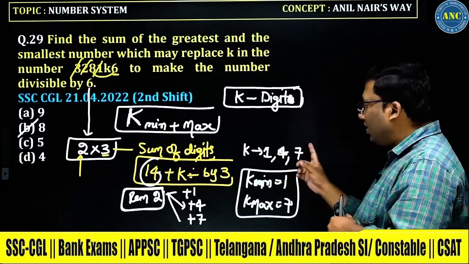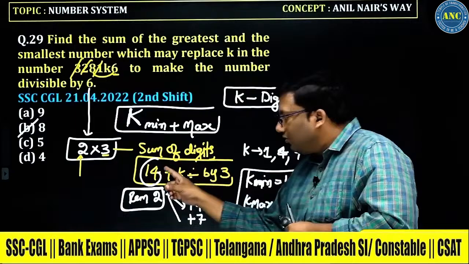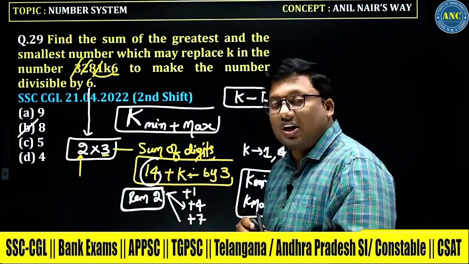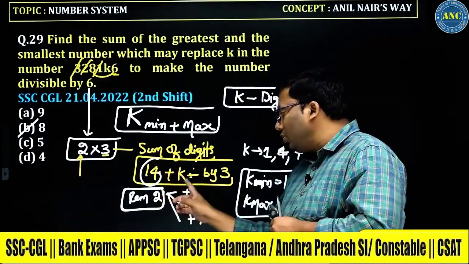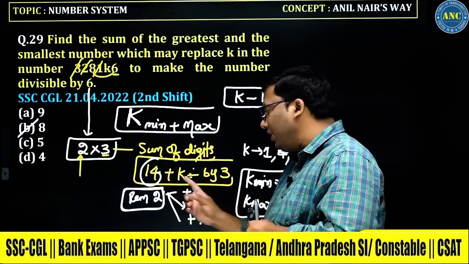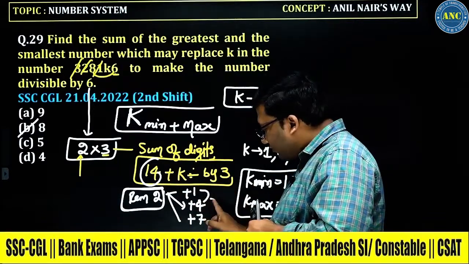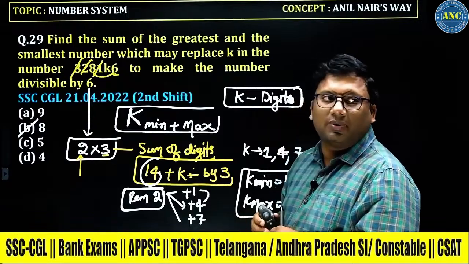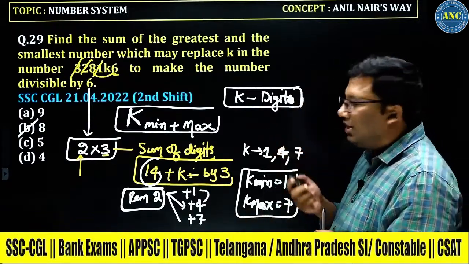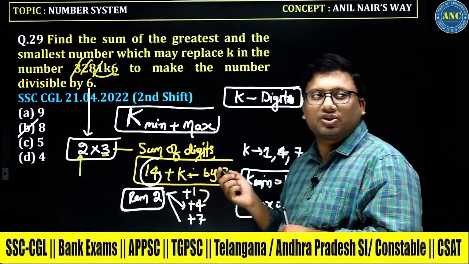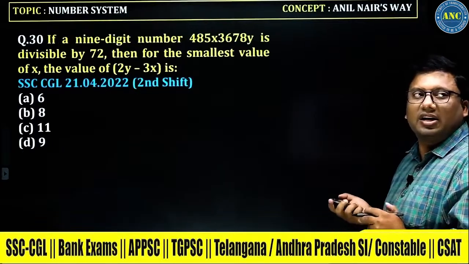K minimum is 1, K maximum is 7. 14 divided by 3: 3 fours are 12, remainder 2. With remainder 2, I should add 1 to make it divisible by 3, or add 4. There is a difference of 3 because the number is divisible by 3. Good question, SSC 2022 second shift. I hope the idea is clear. Next one.